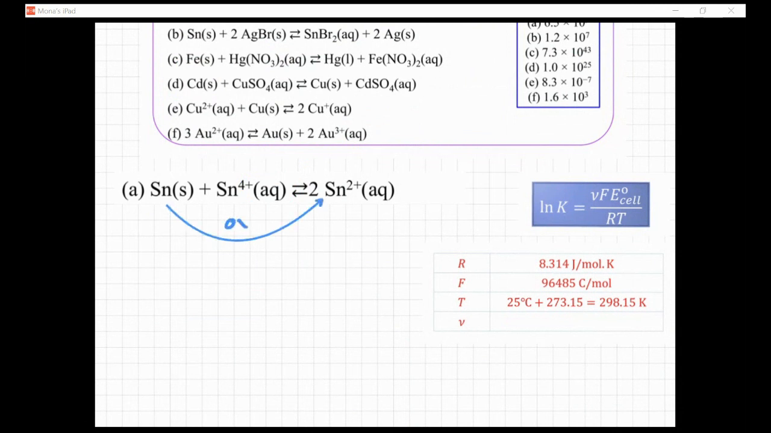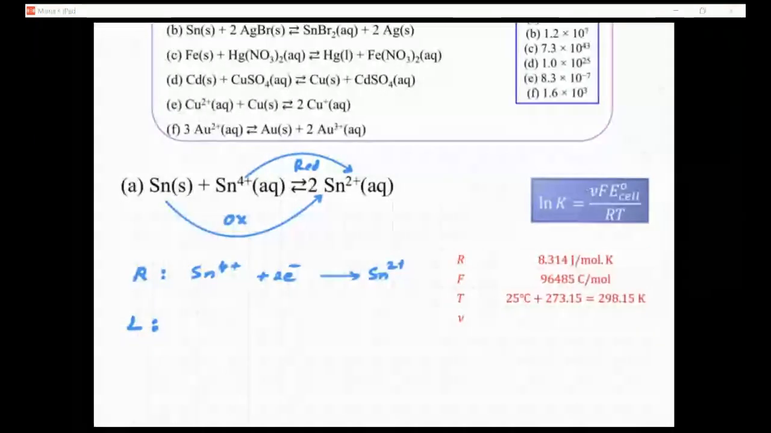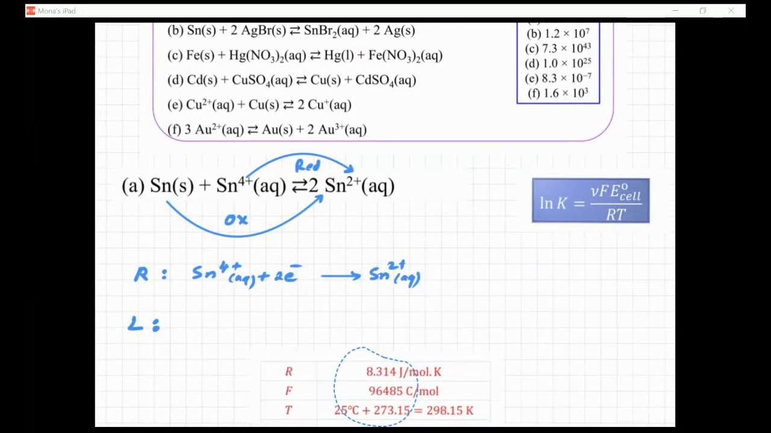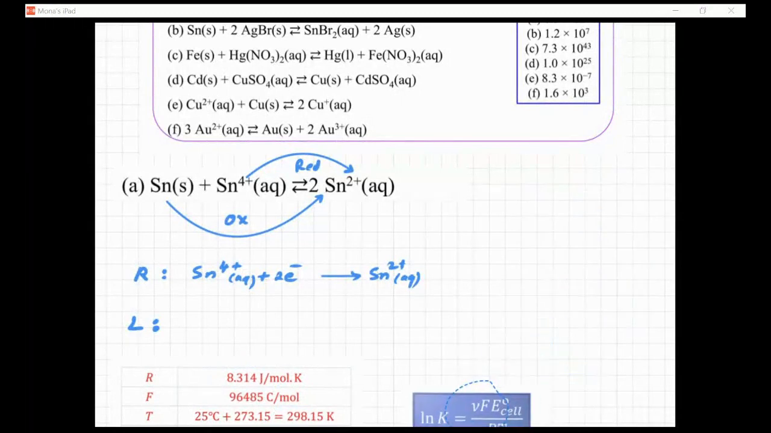So it is oxidation. And this Sn4+ is converted to Sn2+, which means it is reduction. So I have the right and the left. On the right I have Sn4+ plus 2 electrons giving Sn2+. Of course, this is aqueous, and this is also aqueous. I need to have a space here so as to write.